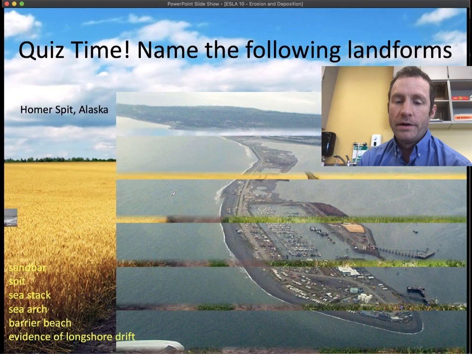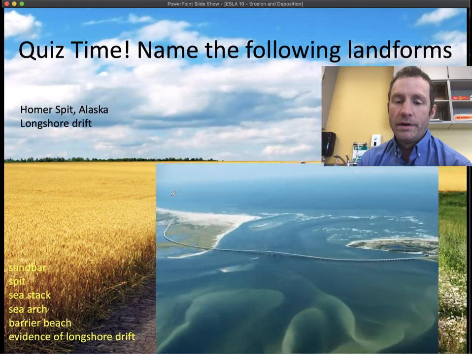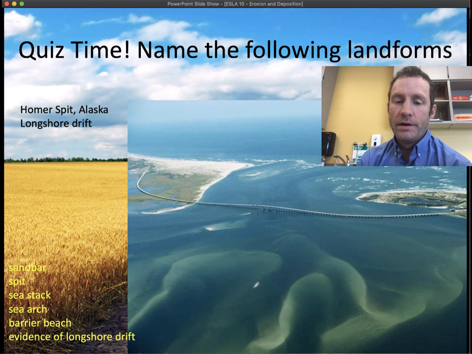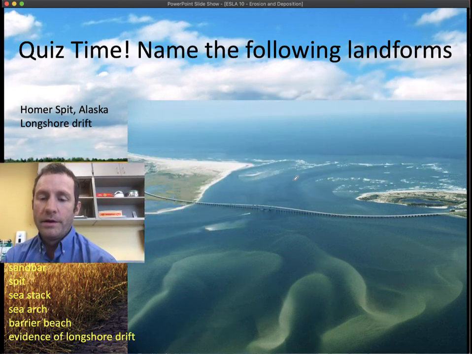Next one, you can see we have some various things. We have some sand bars underneath the water here, as well as some barrier islands out here that are created as the waves break from far in the distance into this area. I think this is the Outer Banks in North Carolina.